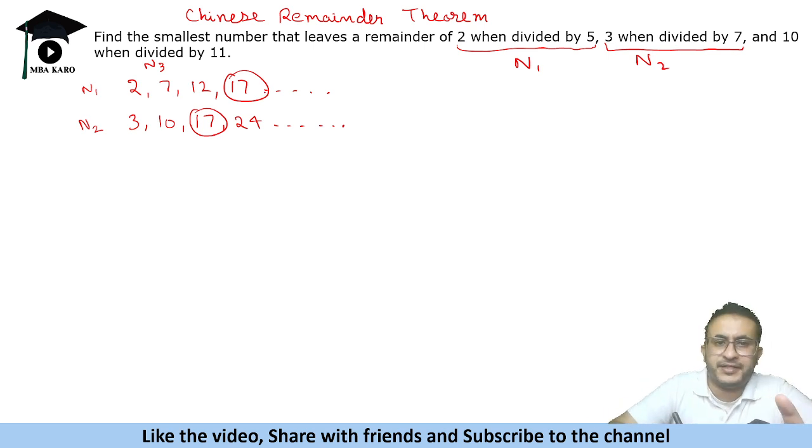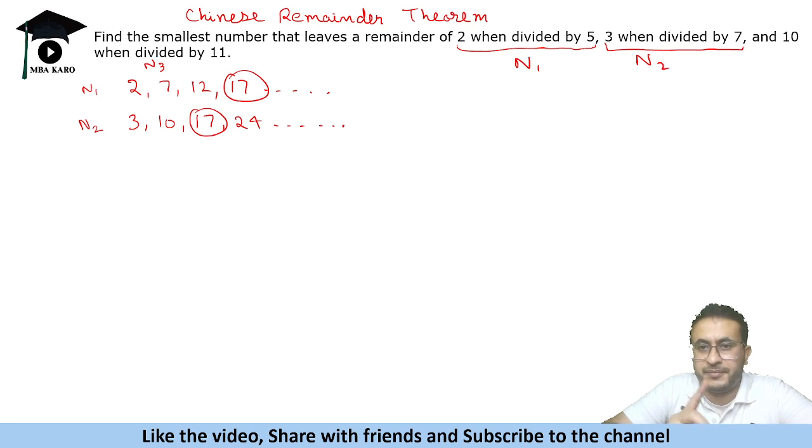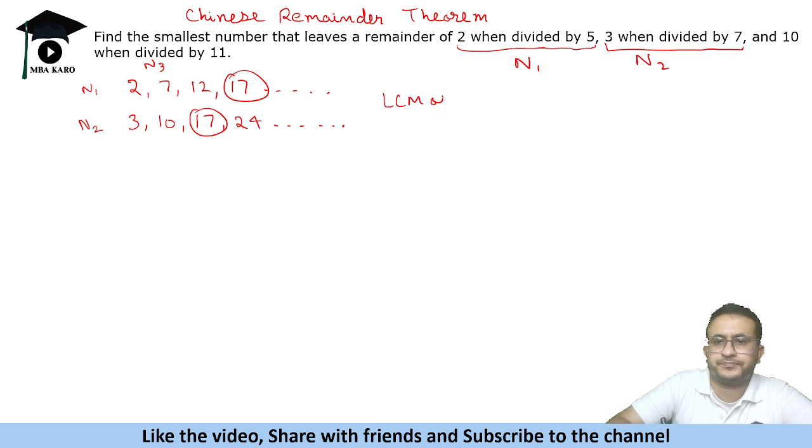Okay, but we have to include a number that is giving a remainder of 10 when divided by 11. So what we will do, we take LCM of the dividers, 5 and 7.